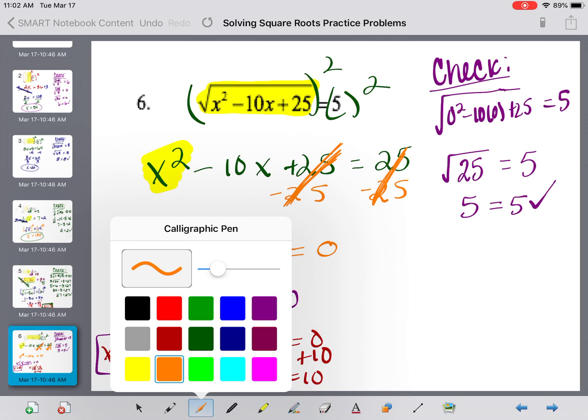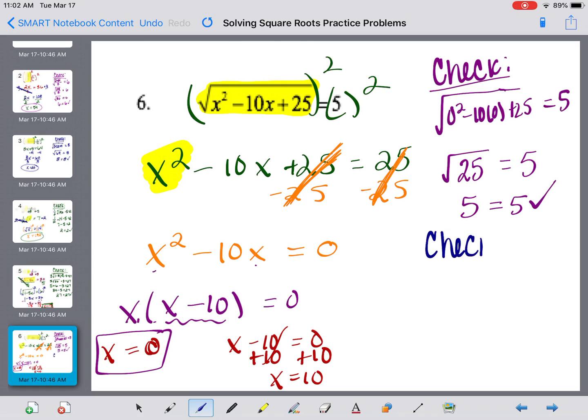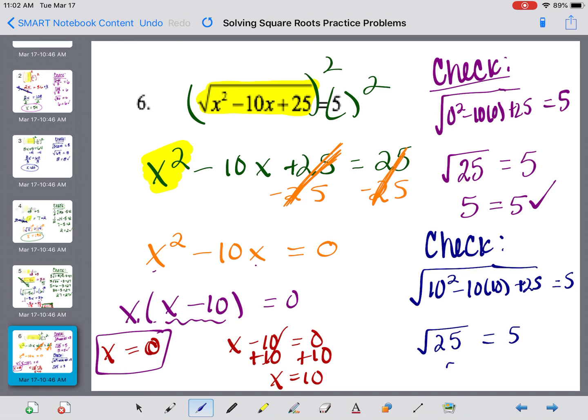Now I'm going to go ahead and check 10. And we have to check all our possible answers. So now we're going to take 10 and plug it in. See if it works out. When we plug what's underneath the radical in our calculator, 10 squared minus 10 times 10 plus 25 ends up equaling 25. Same as the last one, we end up getting 5 is equal to 5. So both are possible answers. Okay, there we go. There's problem number 6.